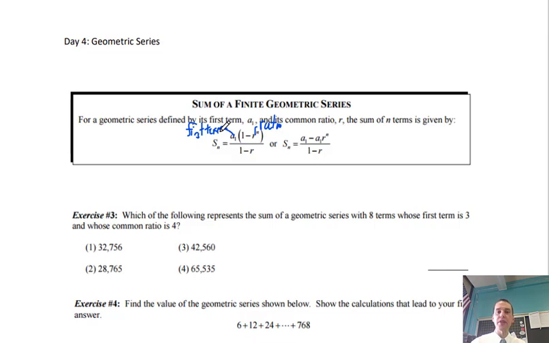Please make sure when you're doing this in your calculator, you're using the alpha y equals fraction button. You're making it a fraction. If you do not have that button, make sure that you're using parentheses, especially around this 1 minus r.